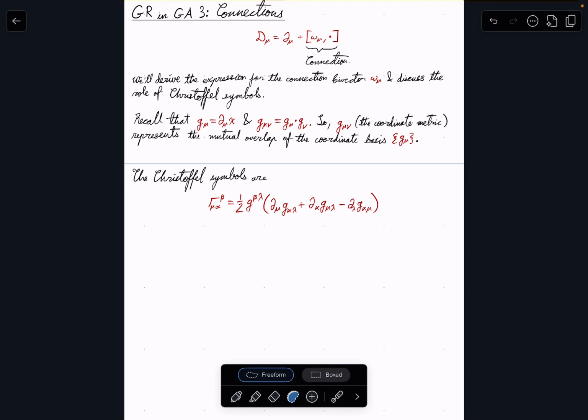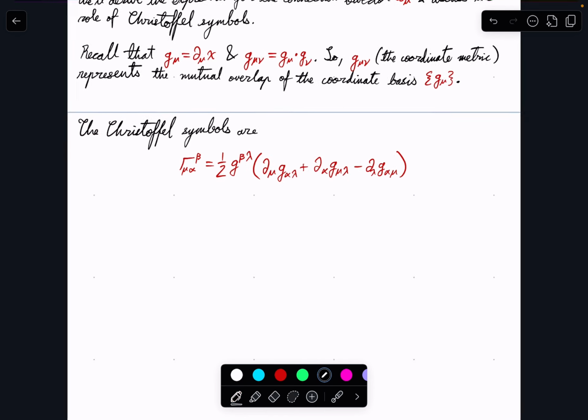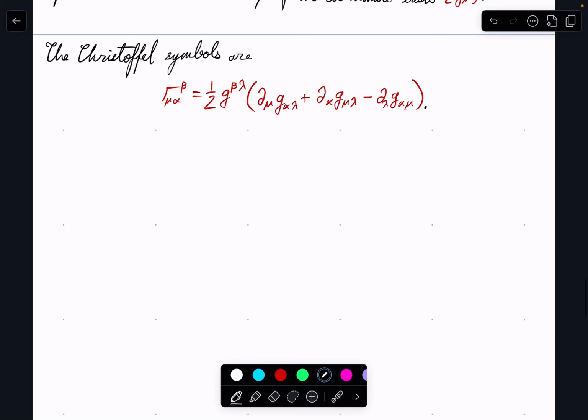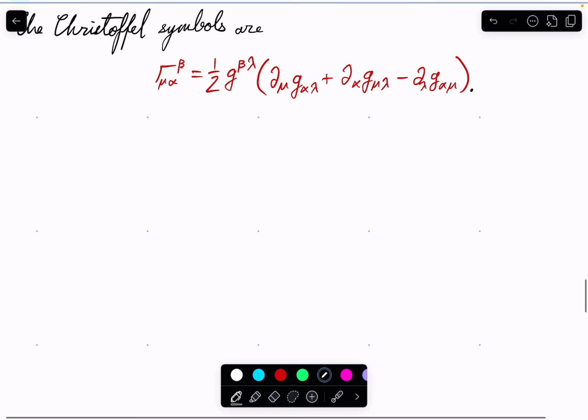So these are the Christoffel symbols. I don't know why I can't say Christoffel symbols. I don't know why it's so difficult for me to say. It's really annoying.